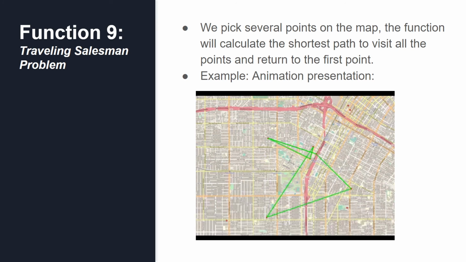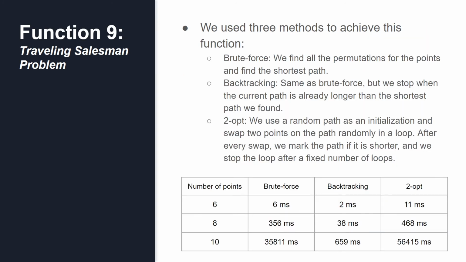And we use three methods to achieve this function. The first one is brute force. So we find all the permutations for the points and find the shortest path. This is very intuitive. And the second one is backtracking. This is almost the same as brute force, but we stop when the current path is already longer than the shortest path we found in every loop. So this is theoretically faster than brute force.